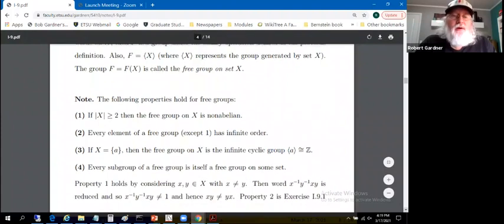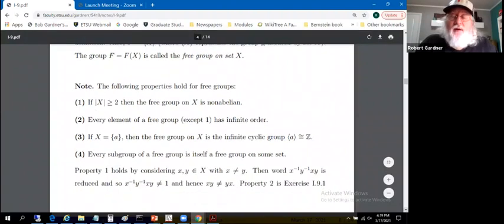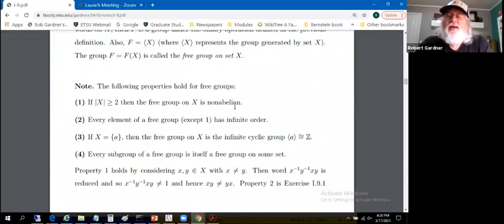So let me get it ready for the next one and go back to the notes. Some properties of free groups we claim are the following. We'll quote some justifications of these. First property: if set X has at least 2 symbols in it, then the free group on X is non-abelian. Argument for that one, let's actually go through that right now.